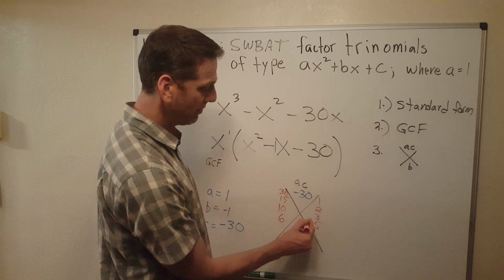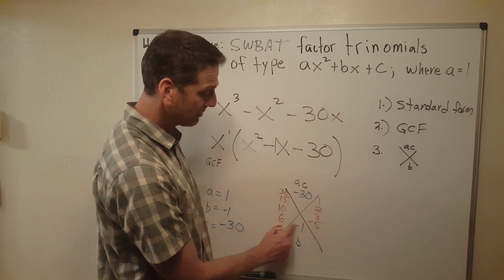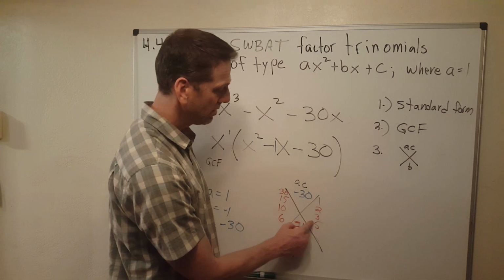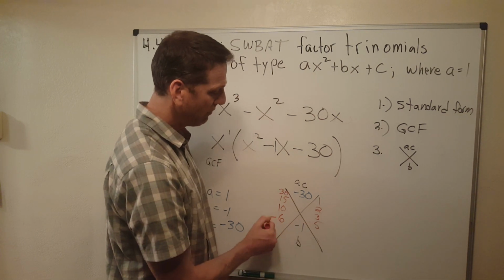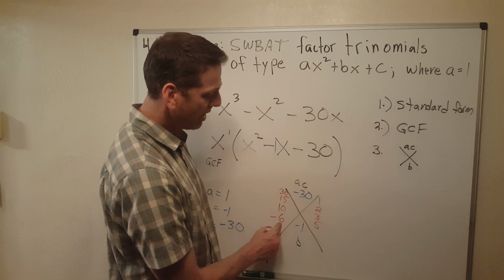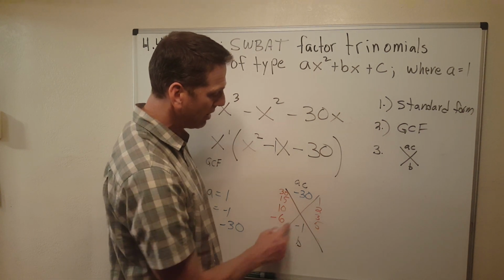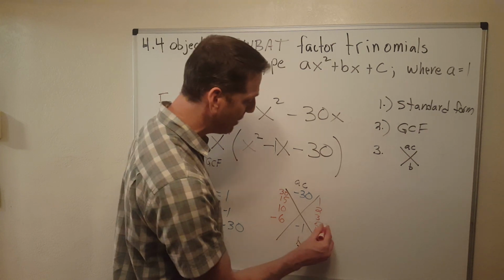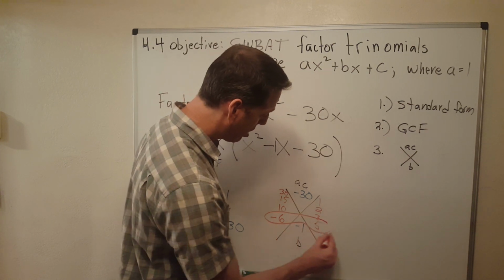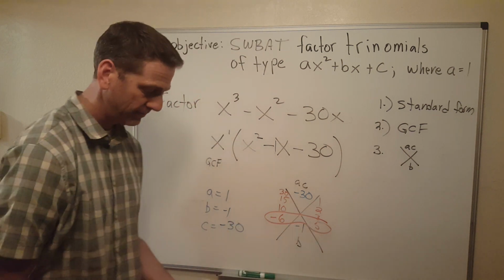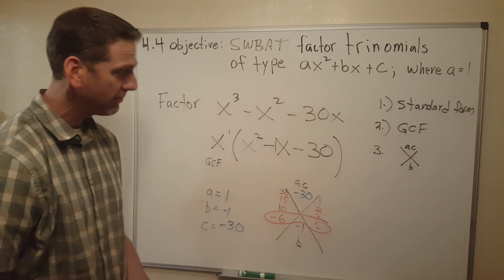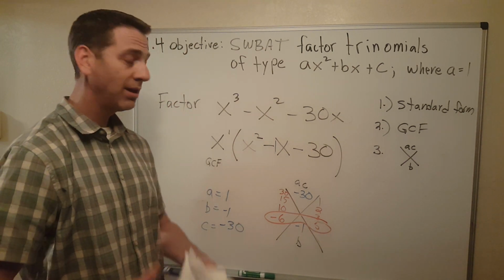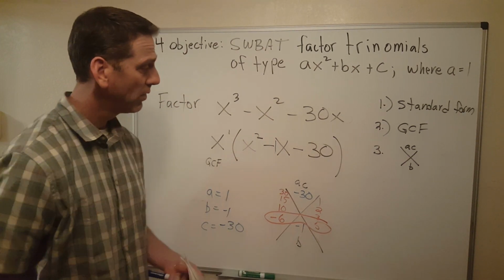Well, if I make the 5 negative, 6 minus 5 is positive 1. That's not correct. If I put the negative over here, negative 6 times 5 is negative 30. Negative 6 plus 5 is negative 1. Bingo. That's going to be our two numbers, negative 6 and 5. Now all that's left to do is put it in factored form.